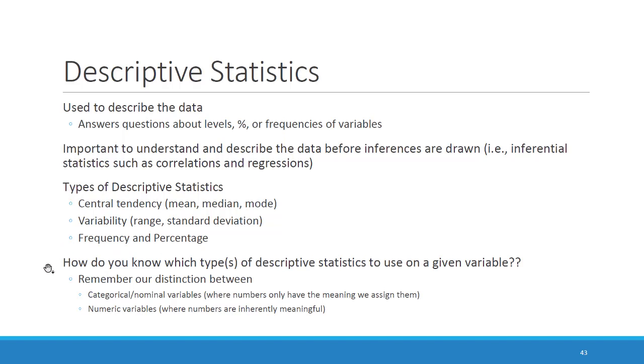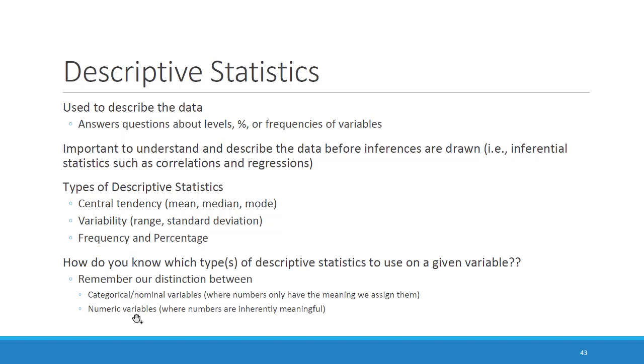So how do you know which types of descriptive statistics to use on a given variable? We have these 3 types: the central tendency, the variability, and the frequency and percentage. In order to determine which are the appropriate types for your variable, you need to remember the distinction that we made earlier between categorical or nominal variables and numeric variables. If you're confused about this, then stop this lecture and go back to the measurement lecture so you can learn more about the distinction between these. I'll just quickly summarize them here.